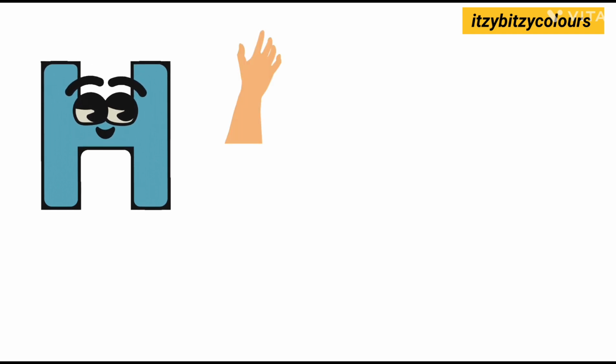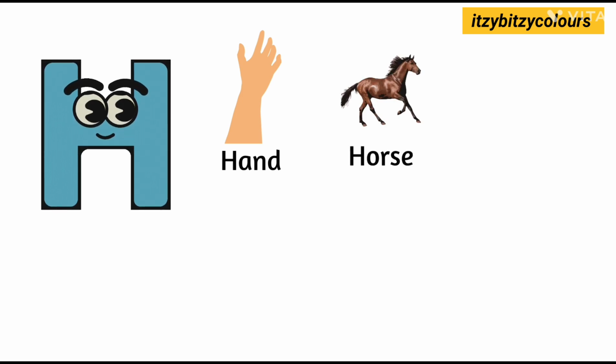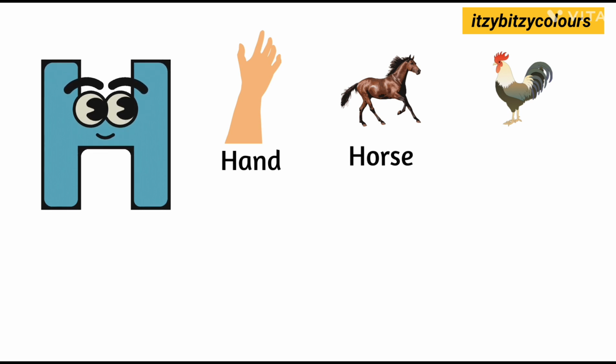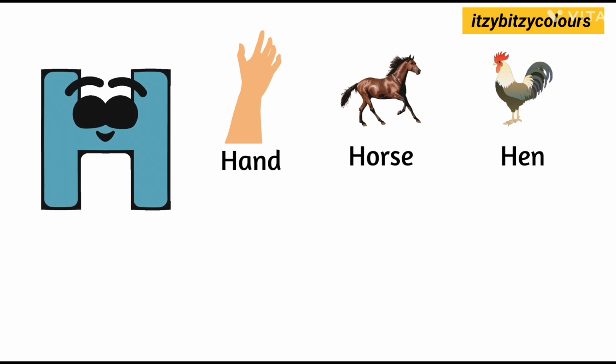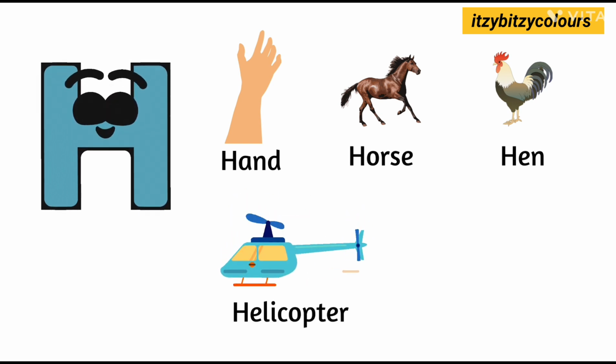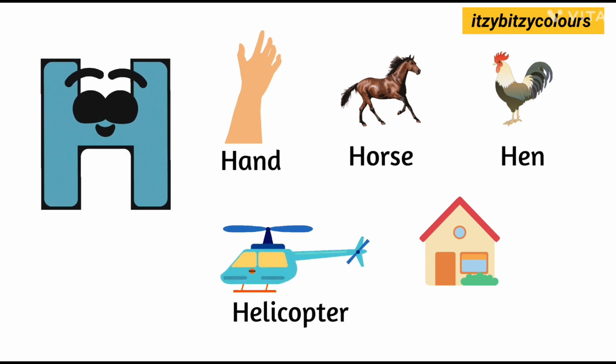H. H for hand. H for horse. H for hen. H for helicopter. And H for house.